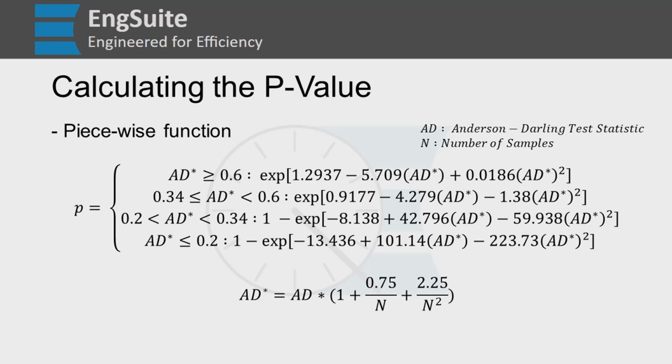Okay, so that's how we would calculate the p-value. And then we would use the output of this function to compare with our critical value and determine whether or not we reject the null hypothesis or fail to reject. Again, speaking as an engineer, whether we can assume the data follow the specified distribution or we cannot assume.